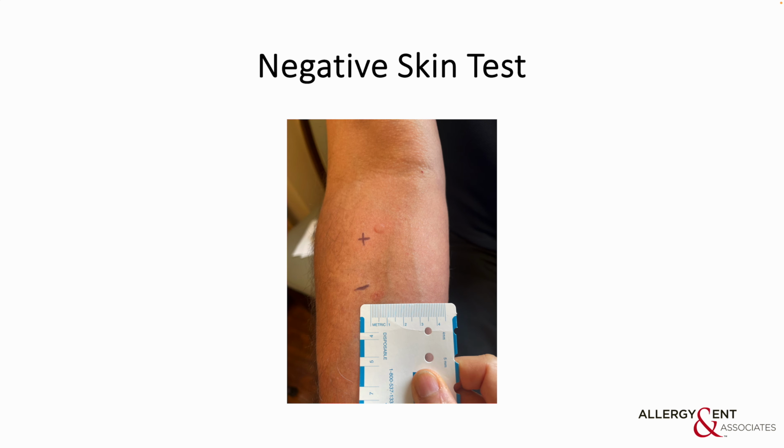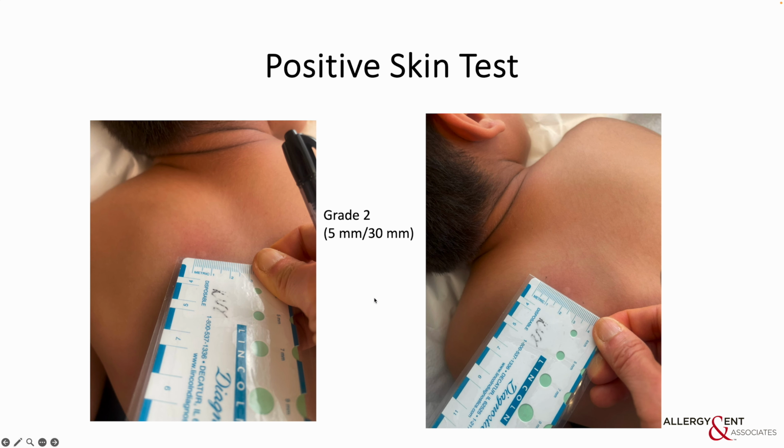So again, let's go over this. This is a negative test. The wheal is small and there is no redness, no histamine response. So that's a 0, negative test. On this test, you got a perfect grade 2. You got a 5mm wheal and about 30mm redness. So that will be grade 2. Remember, you need 5 and greater than 10 would be fine.